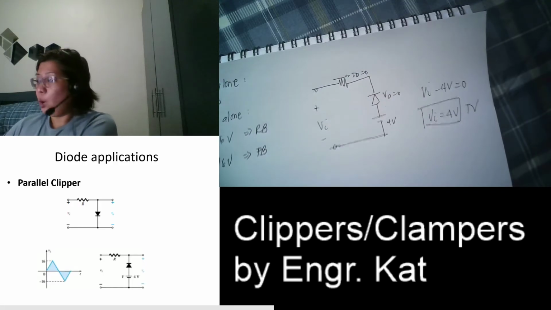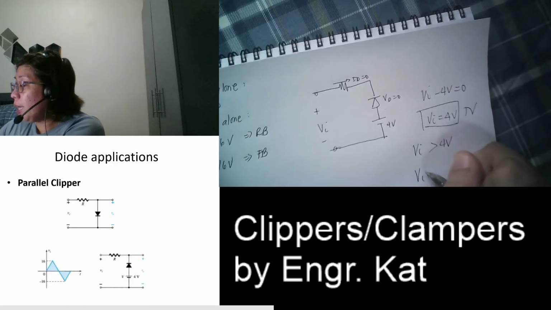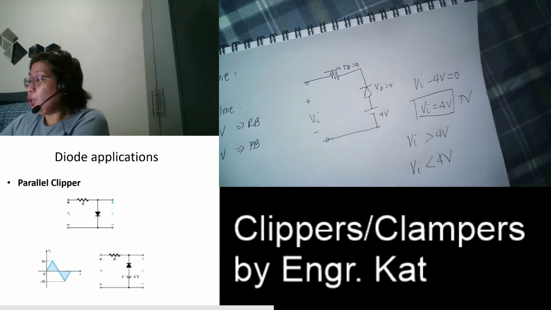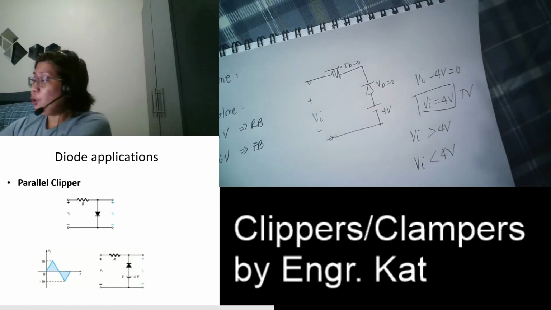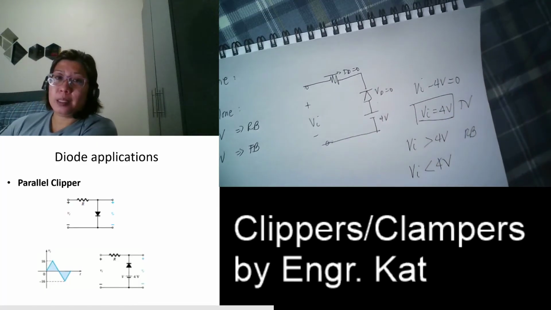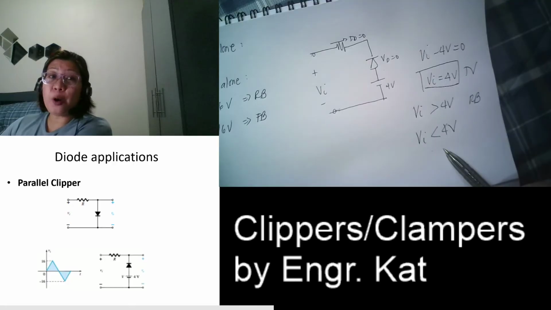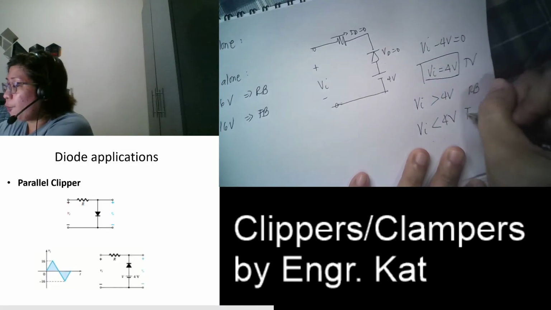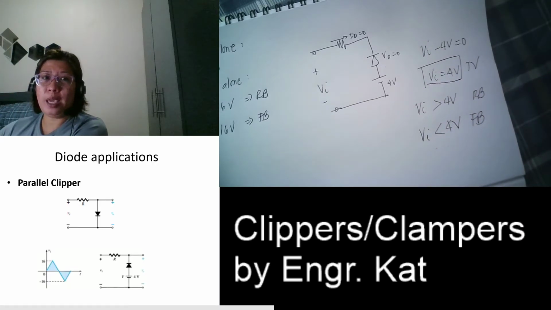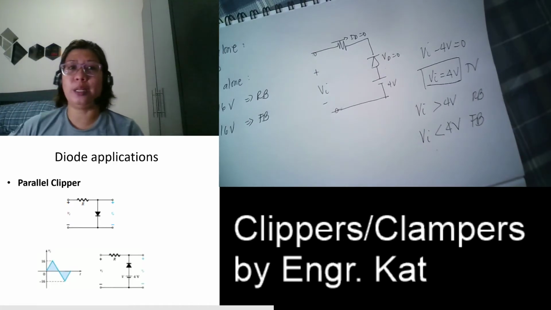So what happens when your VI is greater than 4 volts? When your VI is lesser than 4 volts, what happens? When your VI is greater than 4 volts, so that means 5 to 16, your diode is reverse biased. And when your VI is less than 4 volts, so that means 3 downwards, your diode is forward biased. And what happens when your VI is exactly equal to 4 volts? That is your transition voltage.